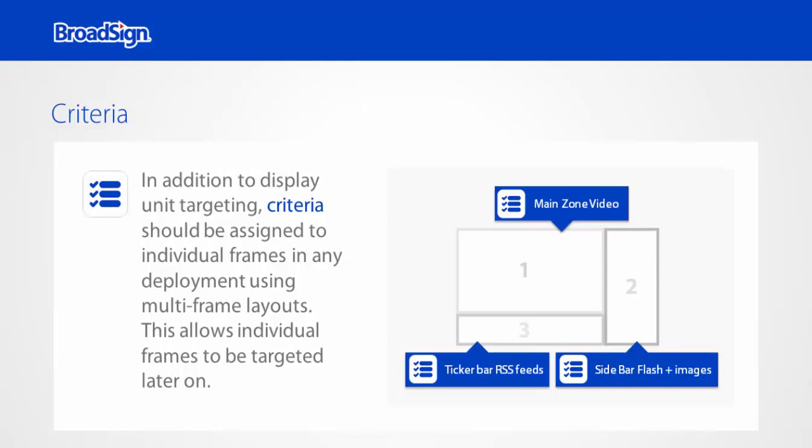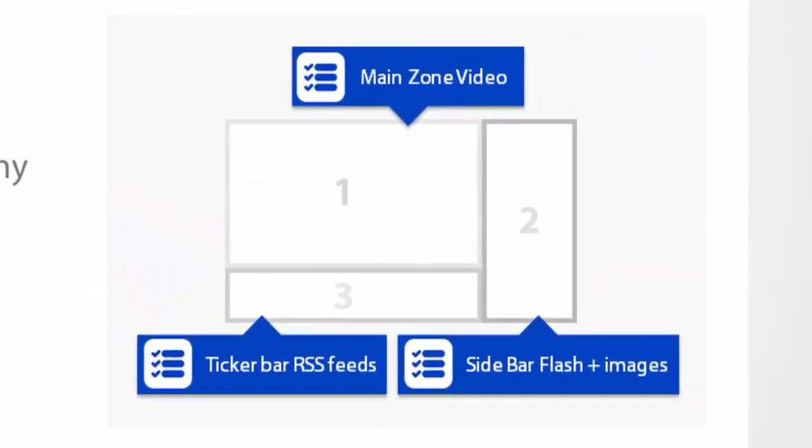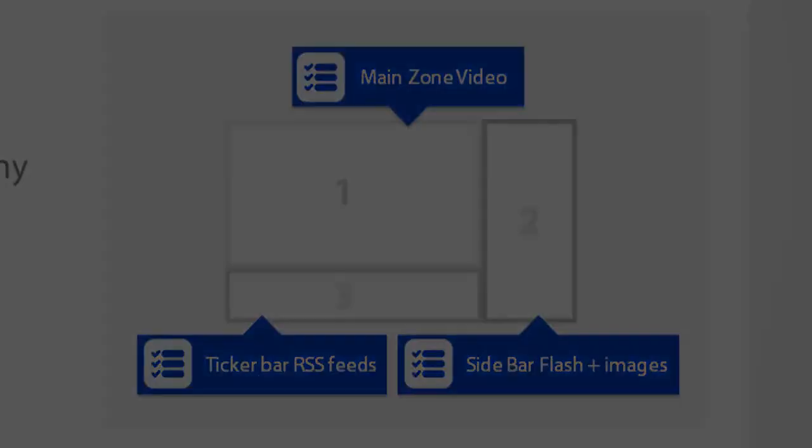This allows us to target individual frames later on. For example, we could target the main frames of all screens in New York City, or we could target the ticker bar of all screens in airports but not restaurants.